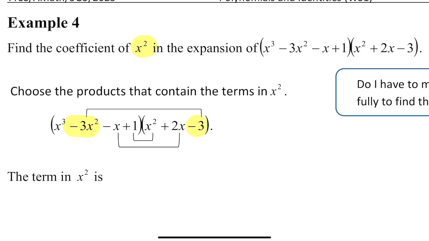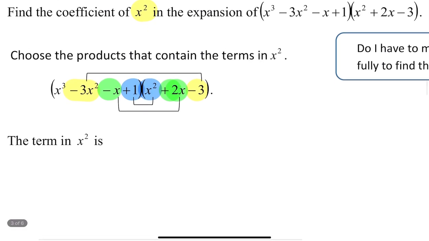Okay, x squared term. Then next one, I look at the next one over here. If I have negative x over here, I can only multiply this to 2x in order to get an x squared term. And the last one, I have 1 over here. This one can only multiply to x squared in order to get an x squared term. So therefore, all I need to do is to multiply these three things together. This one here, multiply together, and multiply this together in order to find my x squared term.